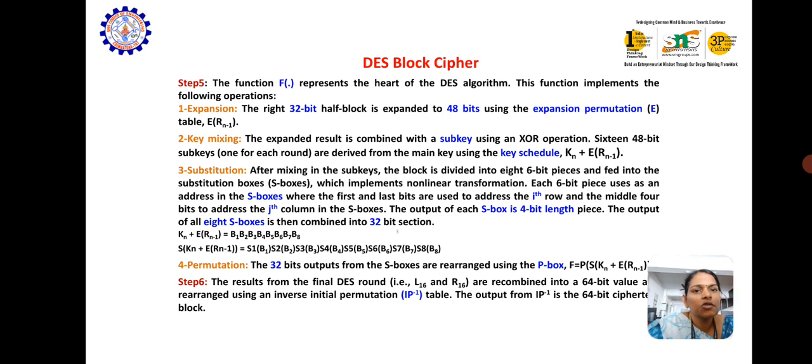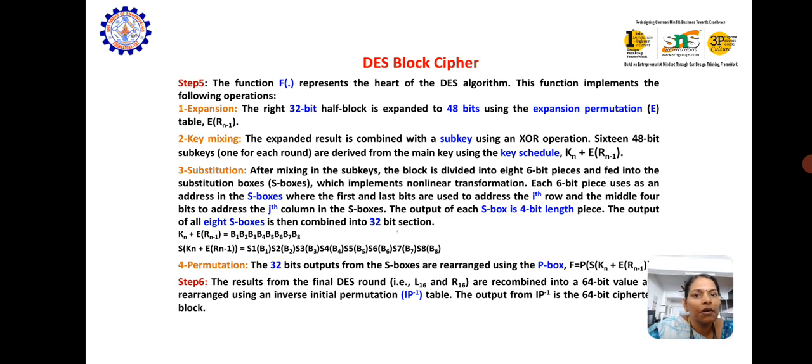The third operation is substitution. After mixing with the subkey, the block is divided into eight 6-bit pieces fed into substitution boxes, which implement a nonlinear transformation. Each 6-bit piece addresses an S-box, where the first and last bits are used as the address of the ith row, and the middle 4 bits address the jth column of the S-box. The output of each S-box is a 4-bit piece, and the outputs of all eight S-boxes are then combined into a 32-bit section.